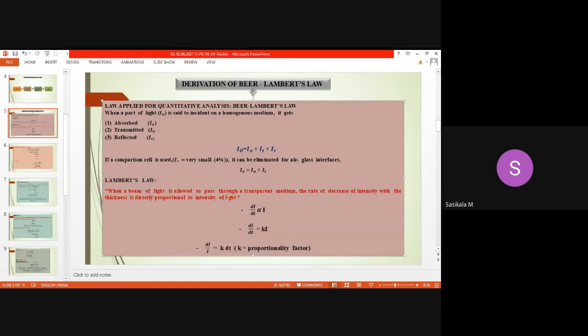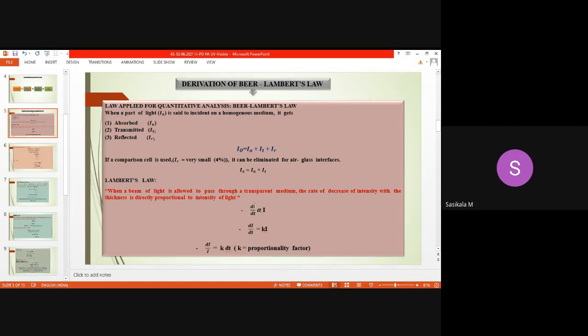So that's what is given here. Lambert is explaining that the concentration of the absorbing species present in the sample, based on its thickness, is directly proportional to the intensity of radiation absorbed. That is why the rate of decrease in intensity occurs, since there is an absorption by the medium. The thickness of the medium is represented with T. This negative symbol represents decrease in intensity.